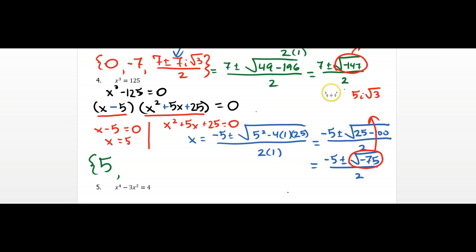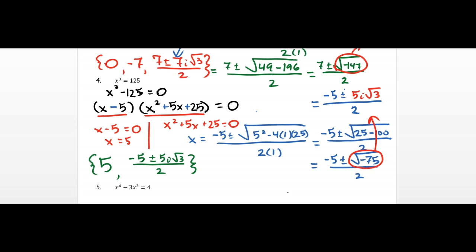Okay, and so putting everything else in there, our imaginary solutions become negative 5 plus or minus 5i radical 3 all over 2. So that is going to be my remaining two zeros to this problem. Negative 5 plus or minus 5i radical 3 all over 2.